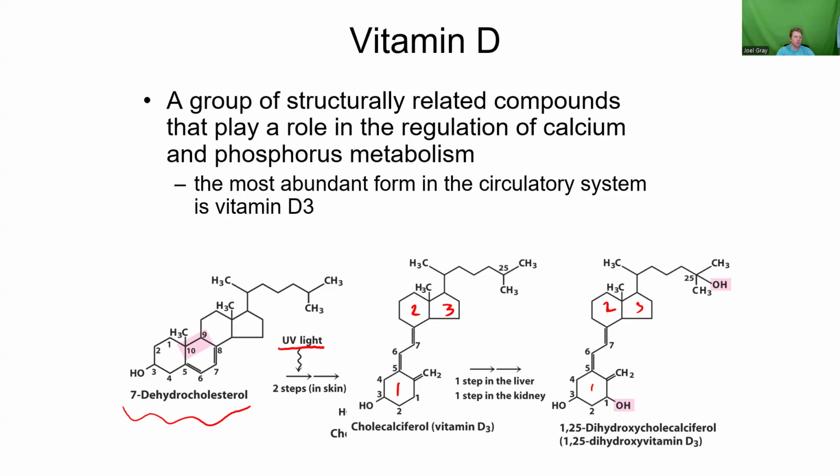Now, in order for this to work, you have to have a healthy liver and a healthy set of kidneys. Well, kidney. The most abundant form of this in the circulatory system is vitamin D3. That would be cholecalciferol right down here. I'm going to scribble this out and this out.